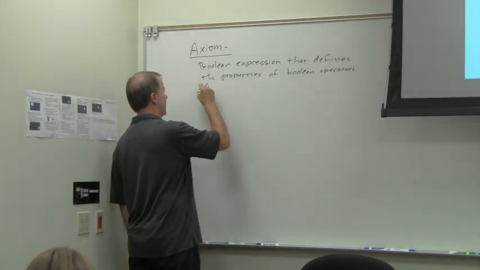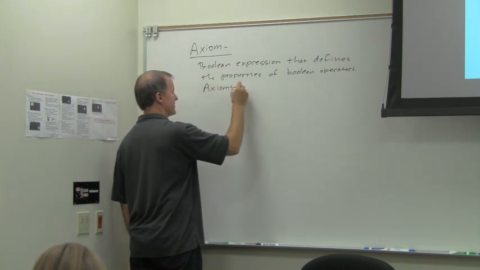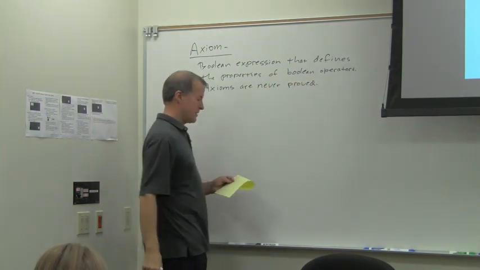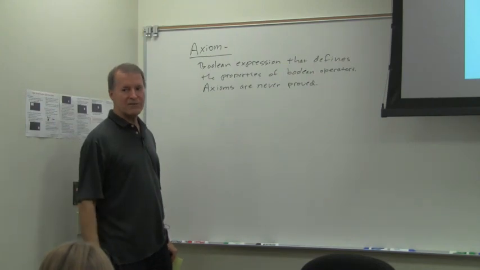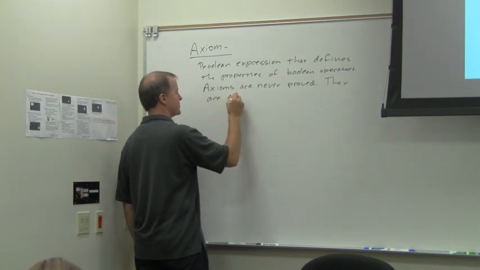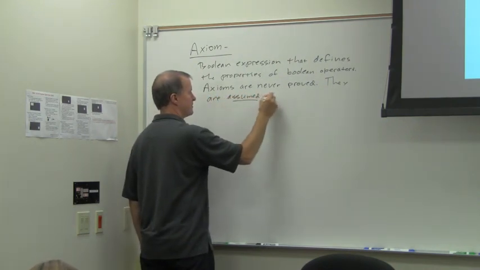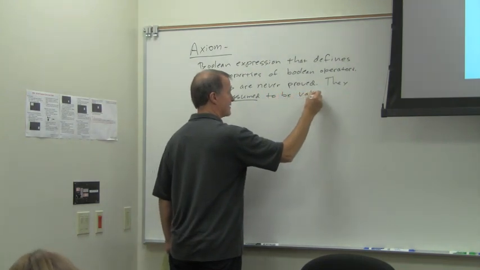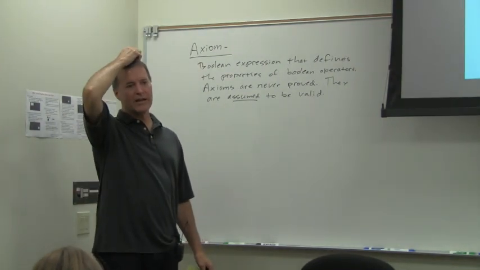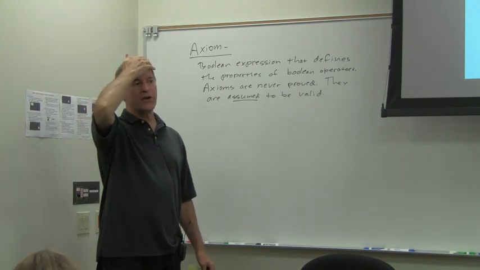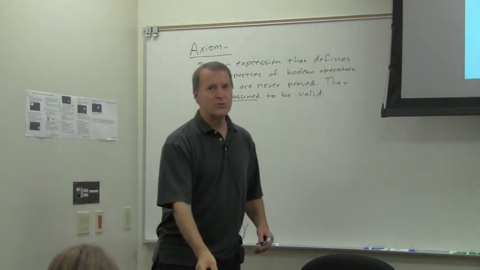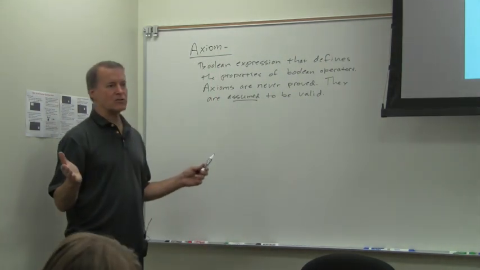Axioms are never proved. They are assumed to be valid. Why don't we just prove them? You can't. What we are going to do is construct a logical deductive system. And in any logical deductive system, there are certain axioms that you have to start with. This is true not just of formal methods, this is true of any logical argument.